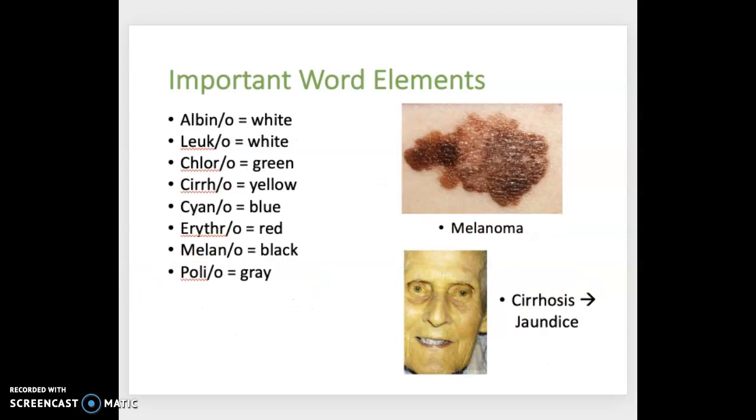Okay, here's some more. These are terms that are referring to actually different colors. So I'll give you an example. Leukocyte is a white cell.